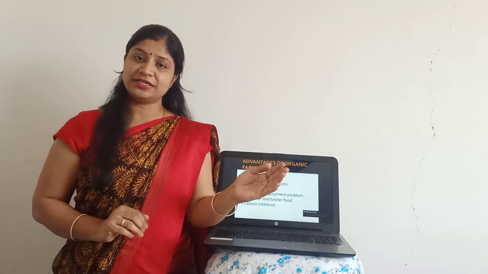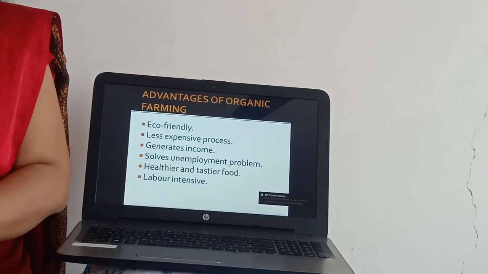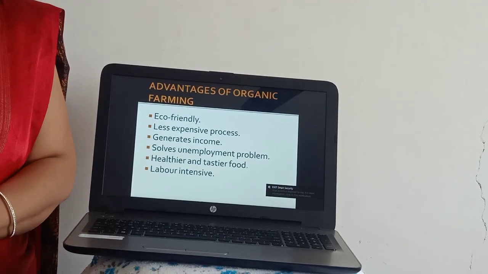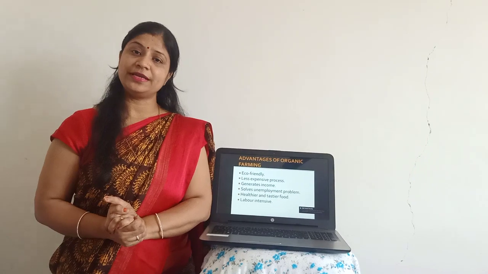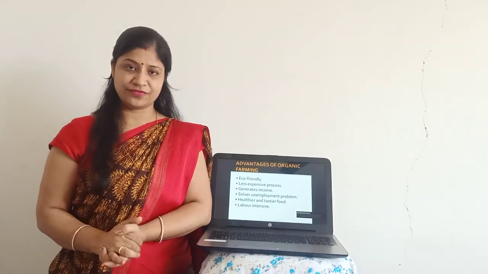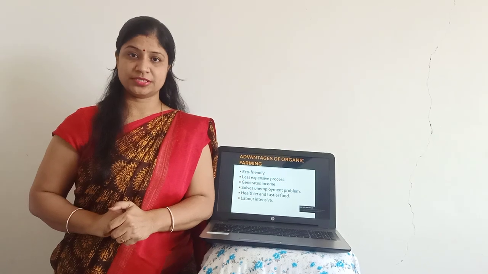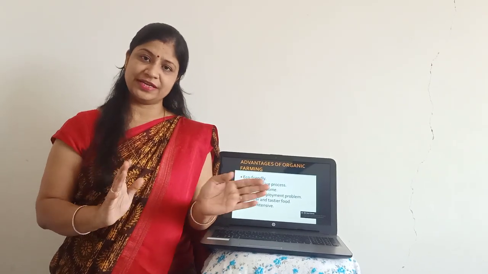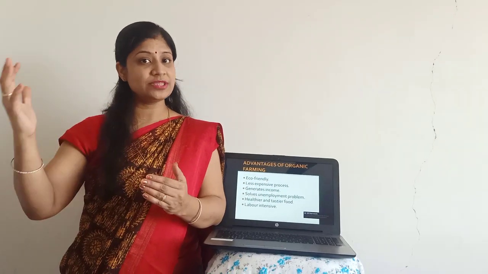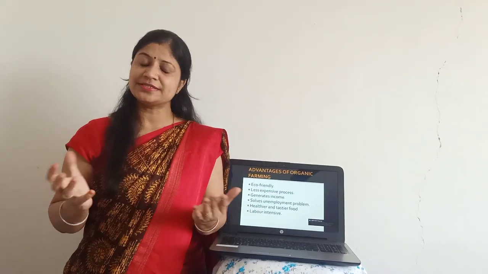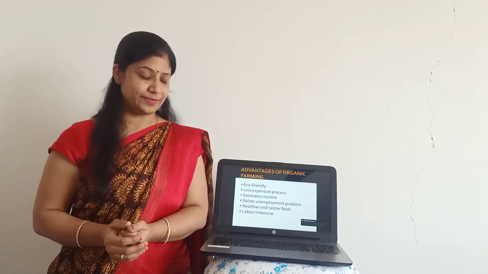Now what are the advantages and disadvantages of organic farming? First we will go with the advantages. Number one, it is eco-friendly. What does eco-friendly mean? It's environmentally friendly, which does not cause any harm to our environment, which is always friendly with the environment. Why? Because the farming is done with the help of nature, that is naturally done. So there is no harm while doing this farming.